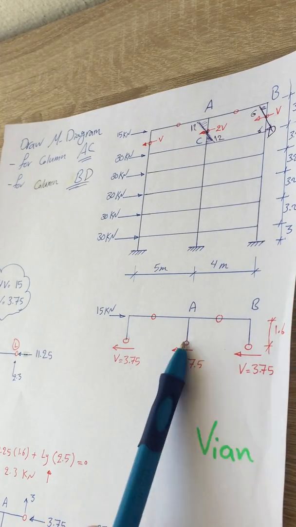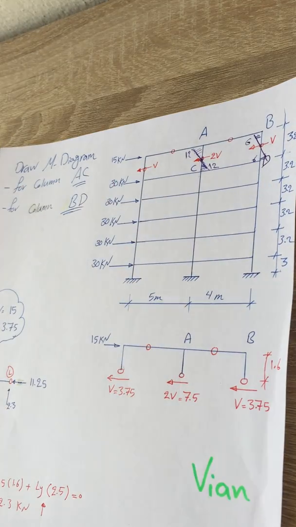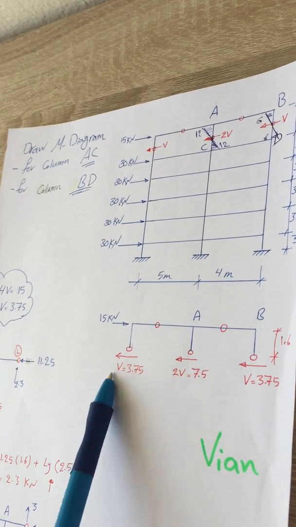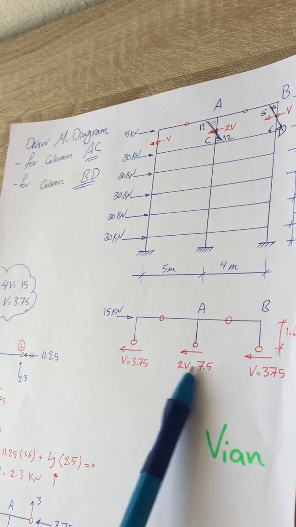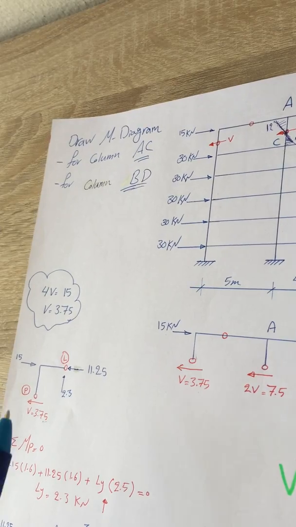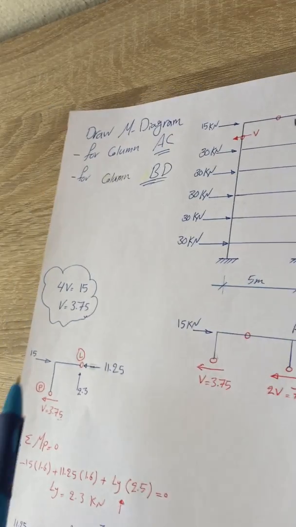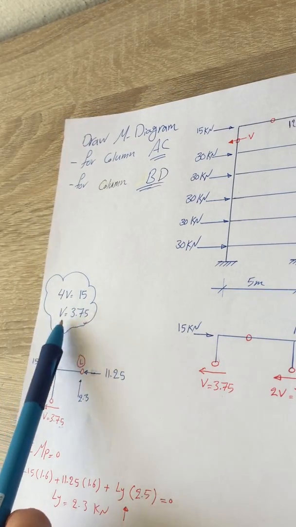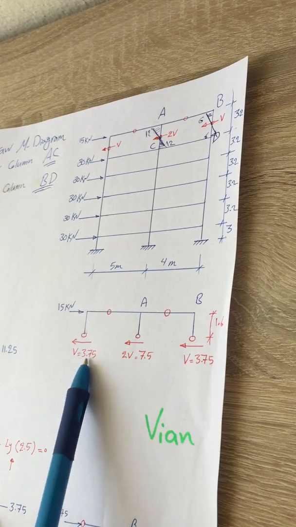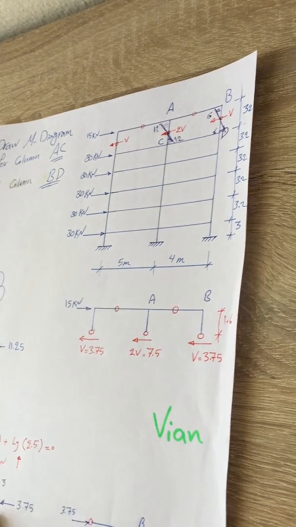So for each column that we divided or took apart from the original building, on the side it's going to be 1V and 1V, and in the middle it's going to be 2V. How can we determine the magnitudes of these? It's very simple. It's 4V, because 1, 2, 3, 4. 4V equals 15 in different directions, so each 1V is going to be 3.75. So 3.75, 3.75, and this is 2V, 7.5.